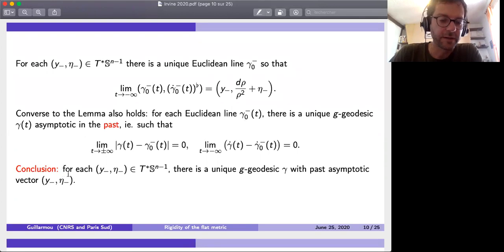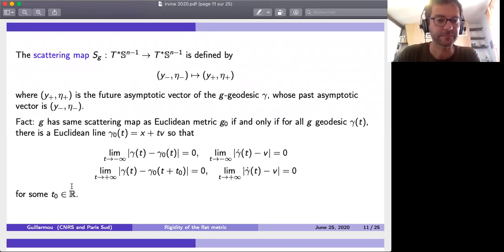So the conclusion of this is that if I fix any y minus eta minus cotangent vector on the sphere, an asymptotic vector in the past, then because I can first find a Euclidean line which is asymptotic in the past to this, and then in a second step I can find a G geodesic which is asymptotic to my Euclidean line, in fact it shows that there is a unique G geodesic gamma which is asymptotic in the past to my covector y minus eta minus. So it's nice: for any covector I can associate a unique gamma geodesic to it.